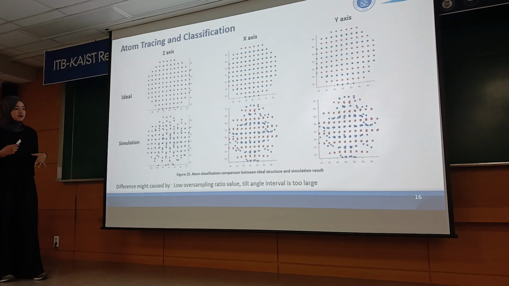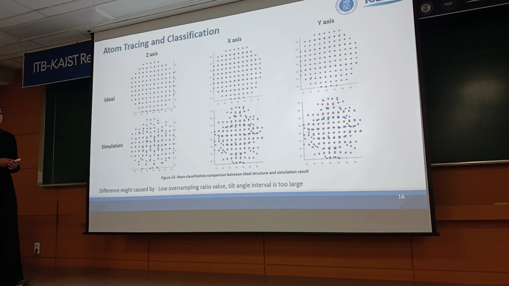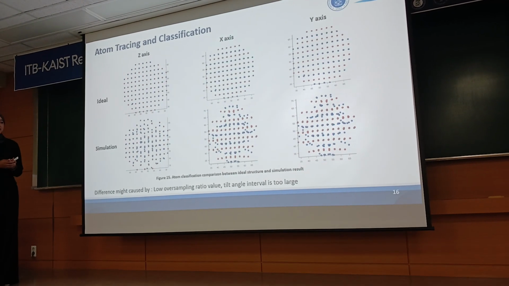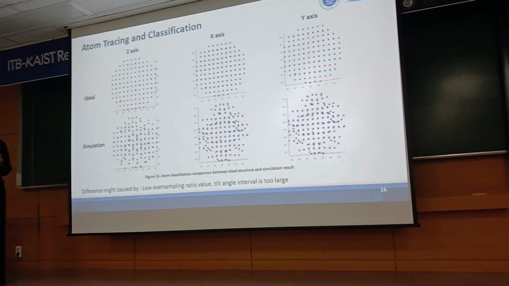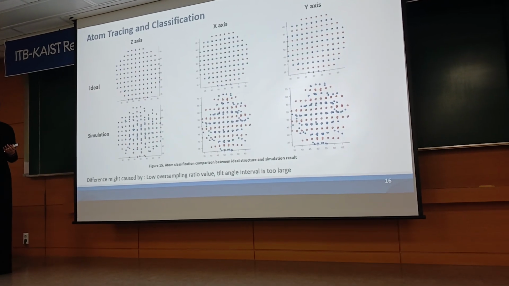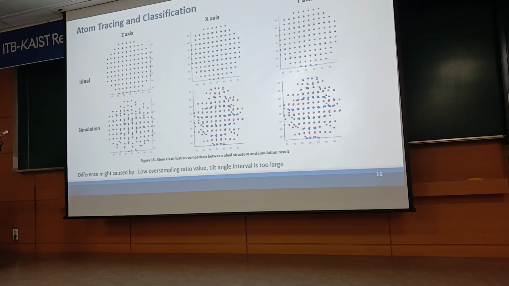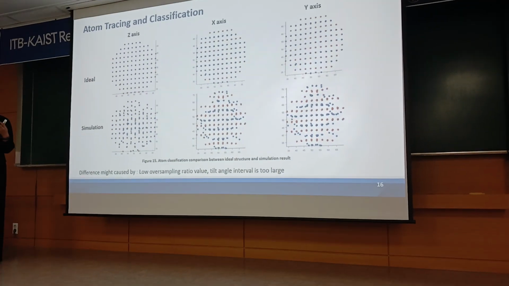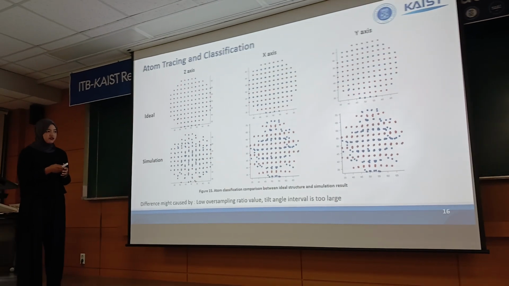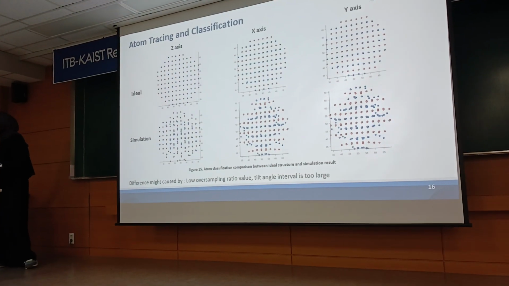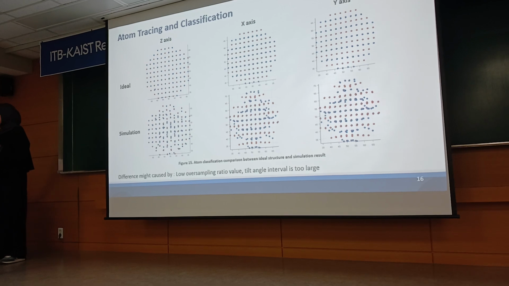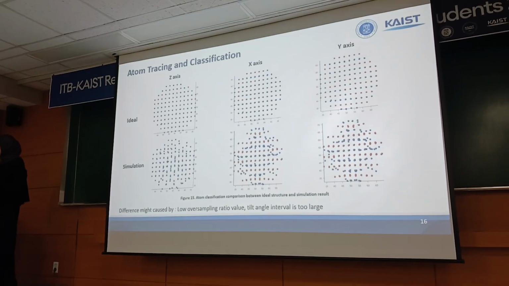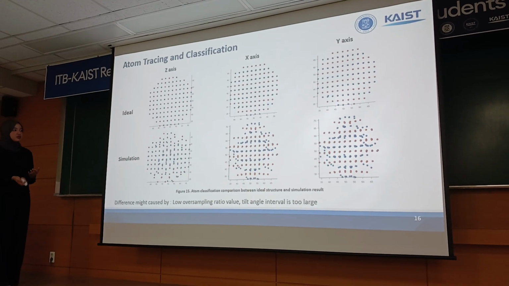It might also occur because the tilt angle interval is too large. I used a 10-degree interval, and because of that, the atom information might not be accurate. If we set the interval smaller, like 1 degree, we would obtain greater atomic information. So if we increase the oversampling ratio and decrease the tilt angle interval, we will obtain a better simulation of this FePt nanoparticle volume.